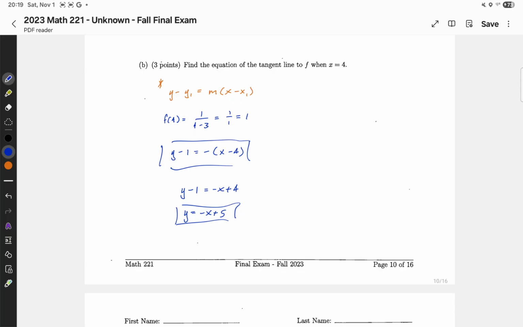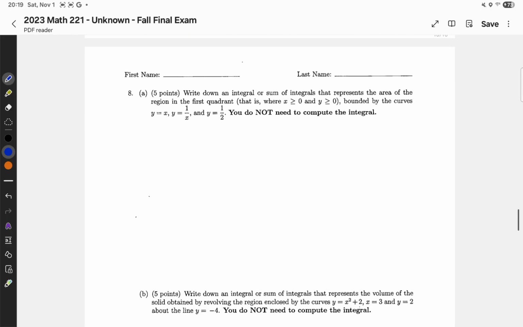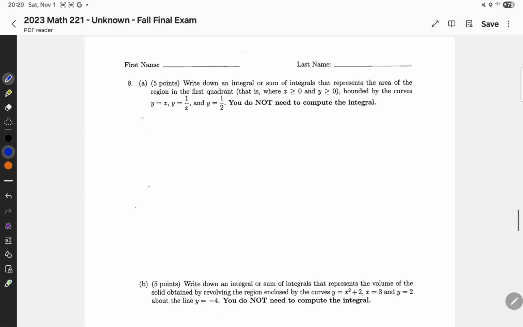So, moving on to question 8. We have part A, write down an integral or sum of integrals that represents the area of the region in the first quadrant, where x and y are both greater than or equal to 0, bounded by the following curves. So let's go ahead and sketch this out just a bit.